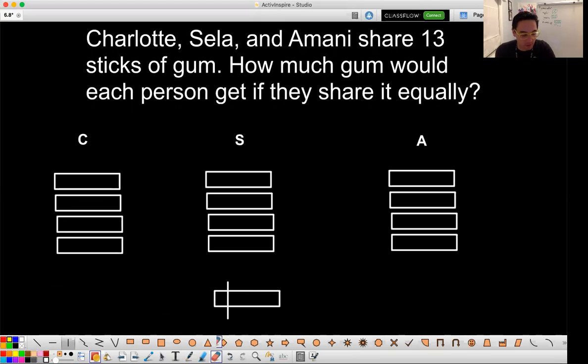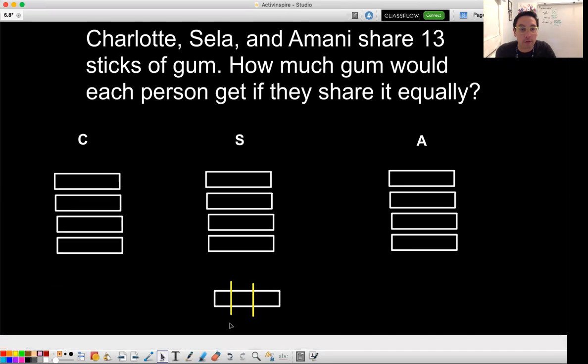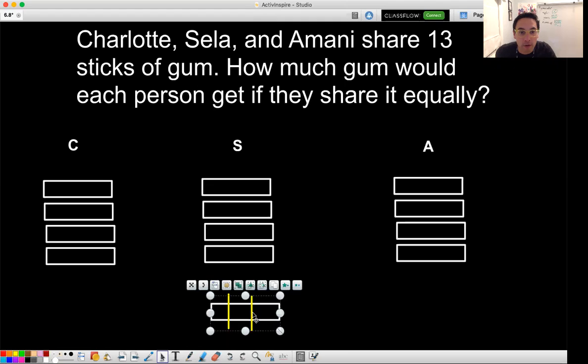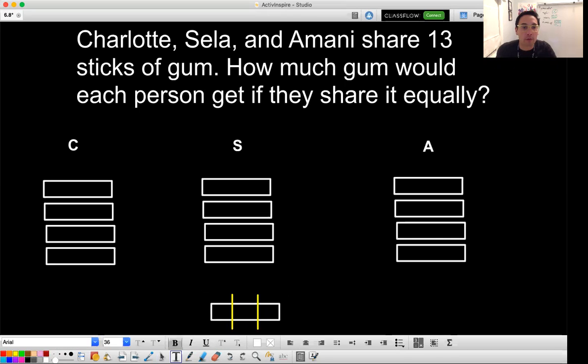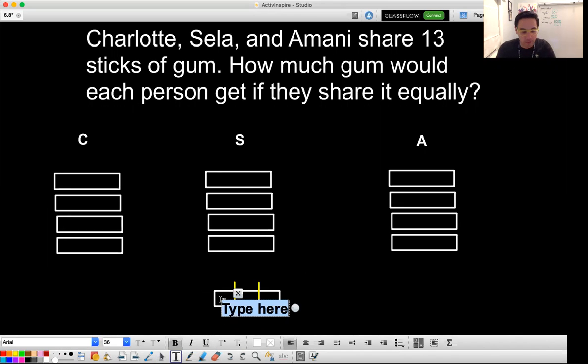That was not the color that I wanted it to be. Okay. So that's not very fair either. Amani taking a bigger piece than everyone else. No, I just drew the picture badly. All right. So if I went back, then I could do Charlotte is going to get this piece. Seela is going to get this little bit.